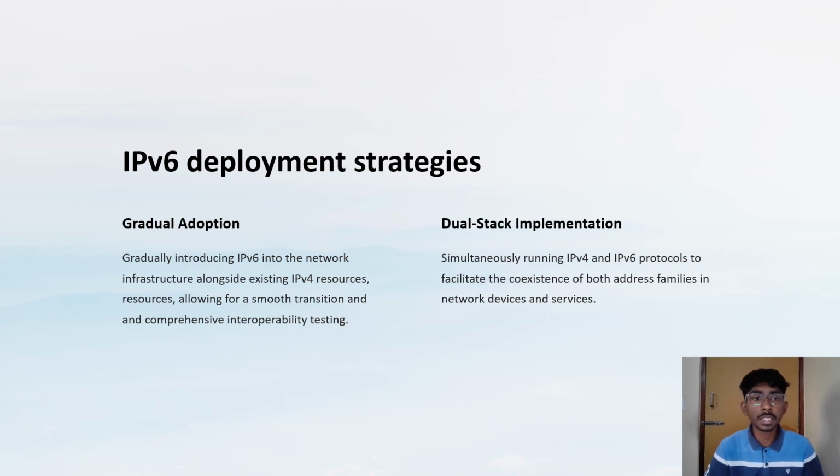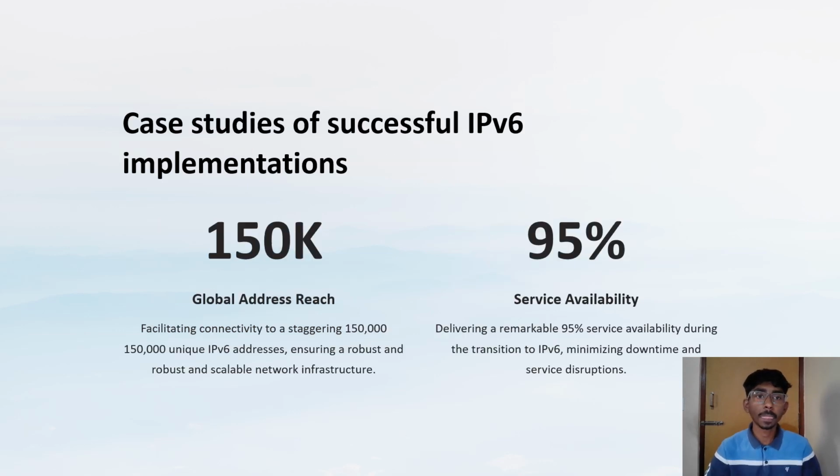IPv6 deployment strategies. Gradual adoption. IPv4 devices are gradually adopted to the new IPv6 methodology and dual stack implementation. Both IPv4 and IPv6 protocols can be used together and it supports this feature. Case studies show that 150,000 global reach addresses use IPv6 methodology and service availability is 95%. Like still more devices can be used for IPv6 methodology.